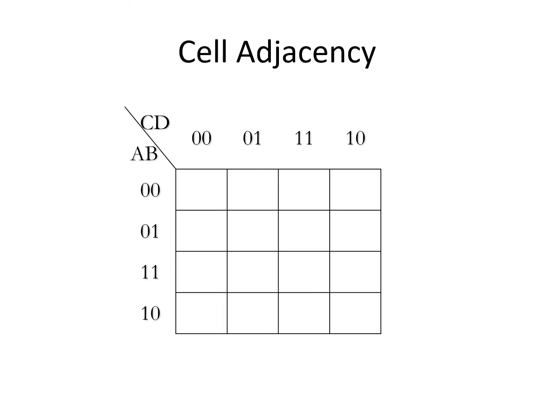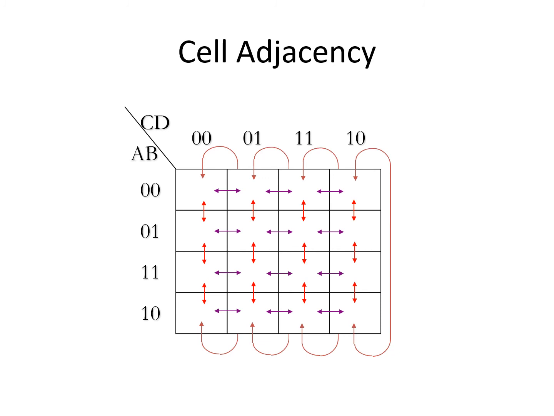Now the cell adjacency can be studied from this. These are the adjacent cells. We have the adjacency in both directions, as well as the adjacency with this arrow shown. So these are the cell adjacencies possible.